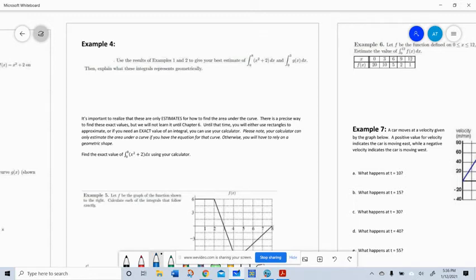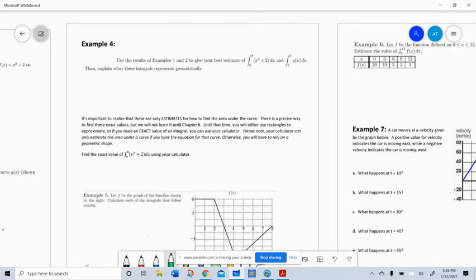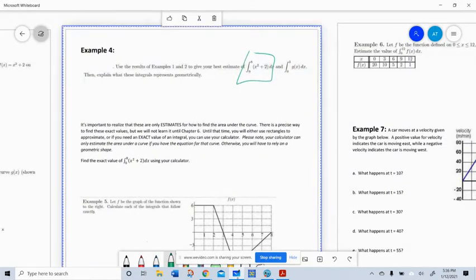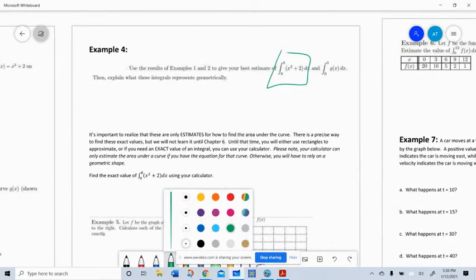The first one being the integral from 0 to 8. I'm sorry, you guys. I'm using a different screencaster and it's a little bit different than what I'm used to.